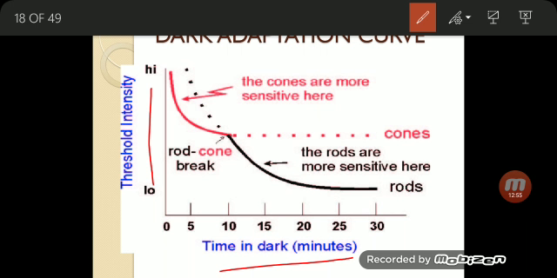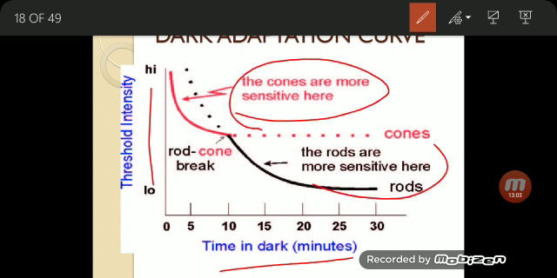This procedure is repeated for about 30 minutes. The curve obtained is a biphasic curve. The first part of the curve is due to cone adaptation and the second part is due to rod adaptation. So the first phase is rapid and is completed in 8 to 10 minutes. During this phase, the threshold is decreased, that is, the sensitivity of the eye in the dark room increases by 1000 times.